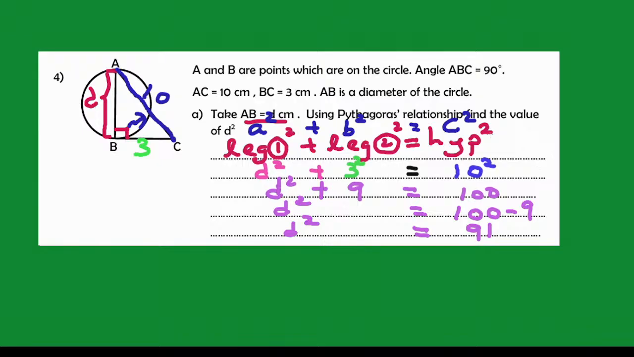All right. Do they want us to find d squared or d? Let's see what they want us to find. They want us to find d squared. So we are done. We found it. So d squared is 91.